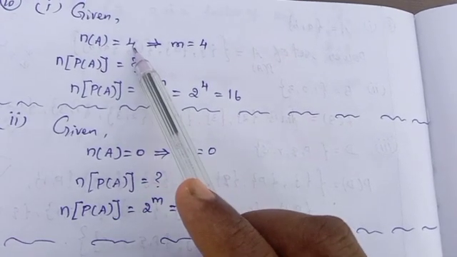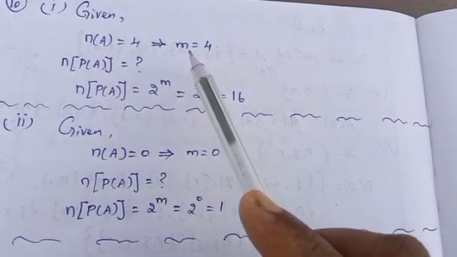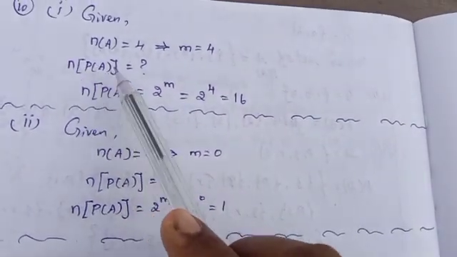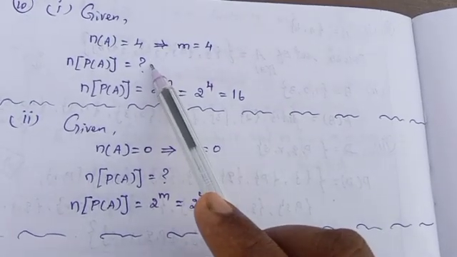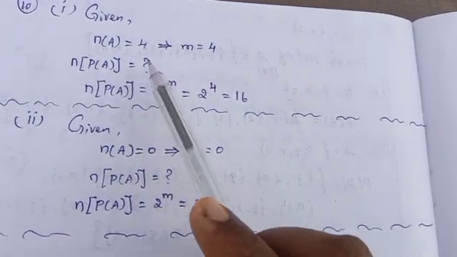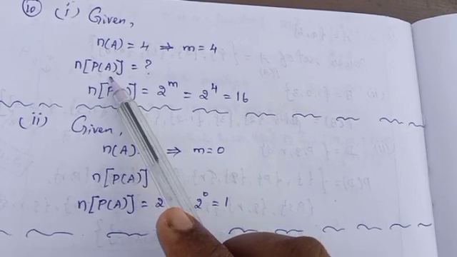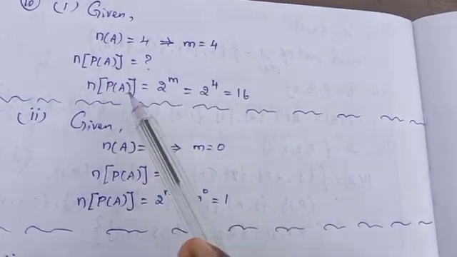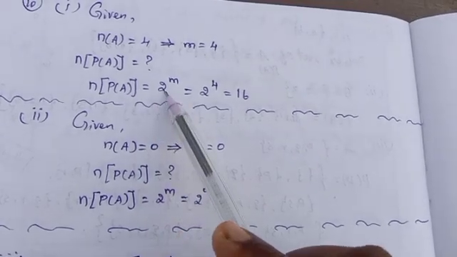n of A is equal to 4. What is the meaning of n of A? That is m. m is equal to 4. n of P of A is equal to what? This is the question. We want to find n of P of A. What is the meaning of n of P of A? Number of subsets. Okay. So n of P of A is equal to 2 power m.